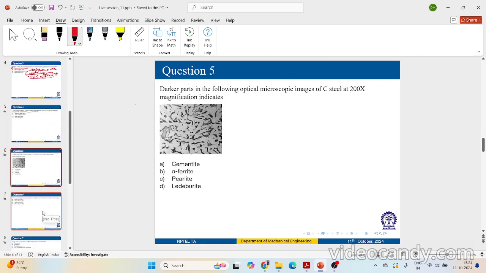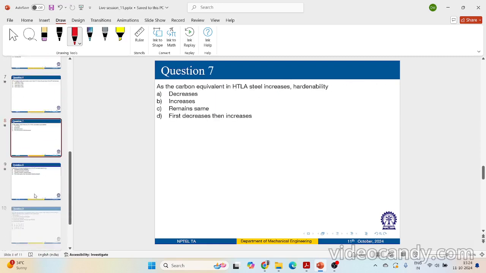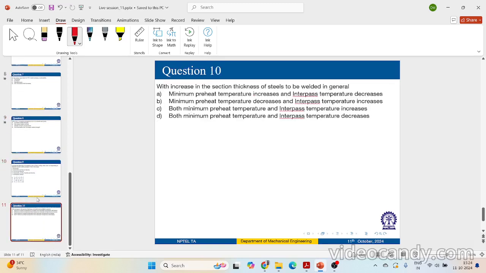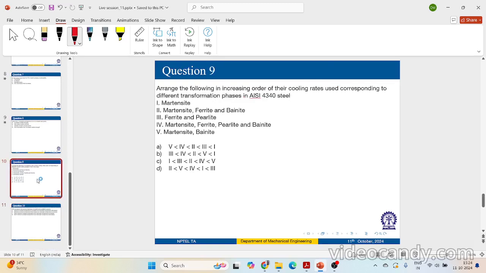Okay. Next. So one is this: arrange the following in increasing order of their cooling rates used corresponding to different transformation phases. This you can answer from your iron carbon phase diagram only. So which one is true in terms of increasing order of the cooling rate?